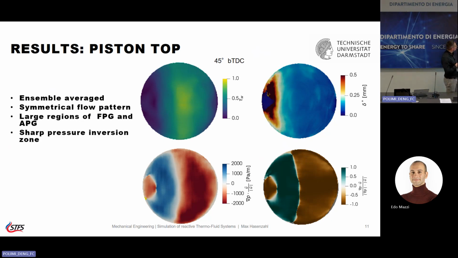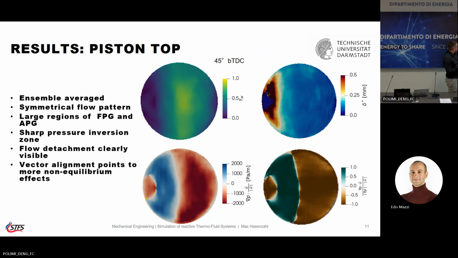What we also see is this, I call it a pressure inversion zone. It's, I would say, quite crescent shaped and quite pronounced. Here you can see it a little bit better. Yeah, flow detachment is clearly visible.